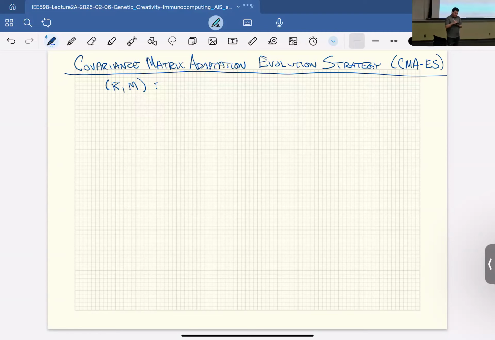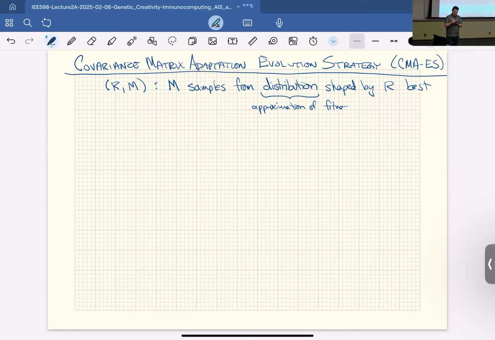And so I'm going to write that as M samples from a distribution which is shaped by R best. And this distribution is an approximation of the fitness objective that improves over time.